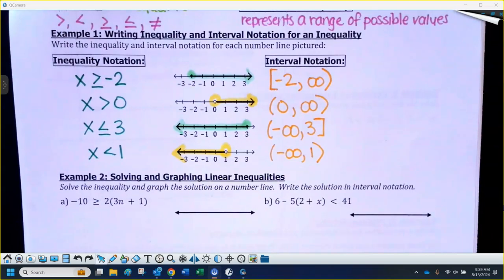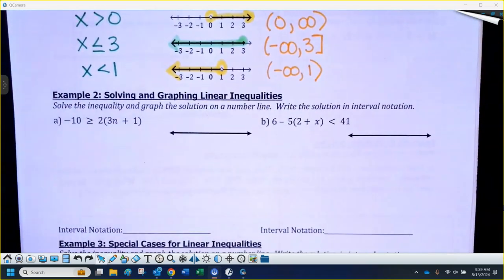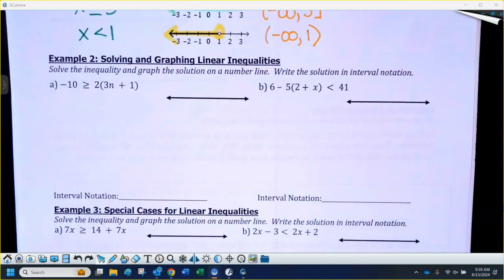Is anybody having a question? Closed circle is a bracket, open circle is a parenthesis. Infinity is always a parenthesis. Lower number on the left, bigger number on the right. All right, now, these are just graphs. I'm going to actually give you an inequality in a format we need to solve, and then we're going to graph it, and I'm going to see if you can also try out the interval notation today.